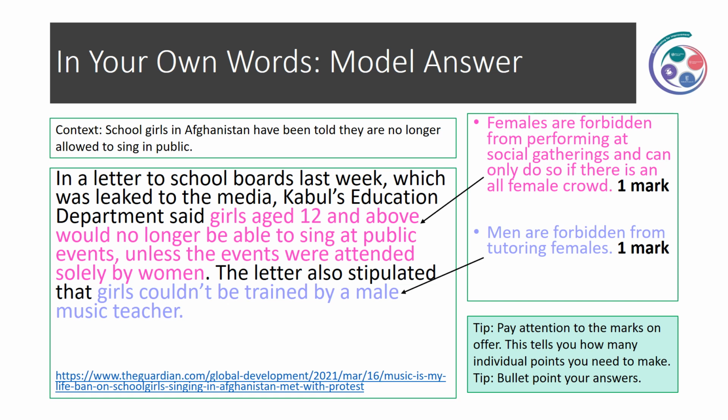I've got my mark here because this is me showing my marker that I can understand what's been written down and I've rephrased it in a different way that means the same thing. Similarly, I was given my second mark for writing down men are forbidden from tutoring females because I've understood what's been written there, I've answered the question and I've used my own words to rephrase it. Again, make sure that you use bullet points to keep track of how many marks that you've made and pay attention to how much you need to write down by looking at the marks on offer.